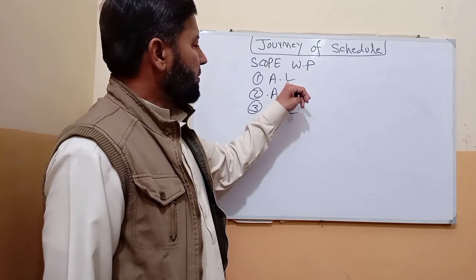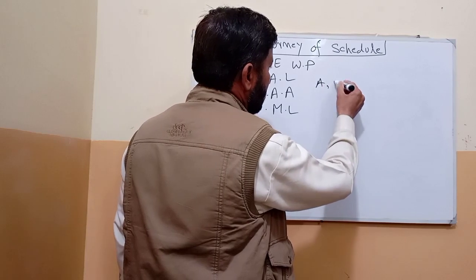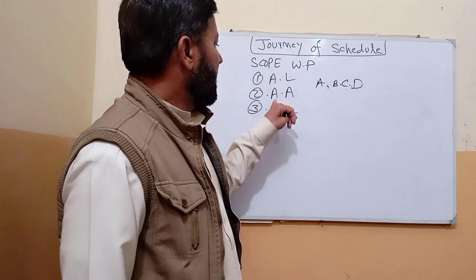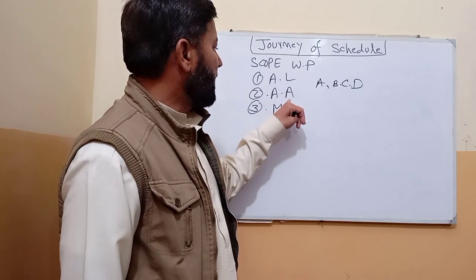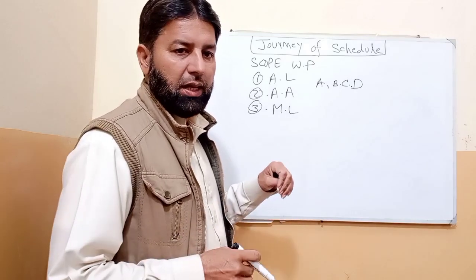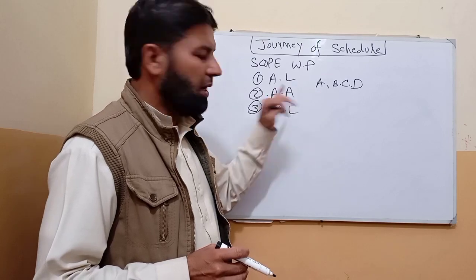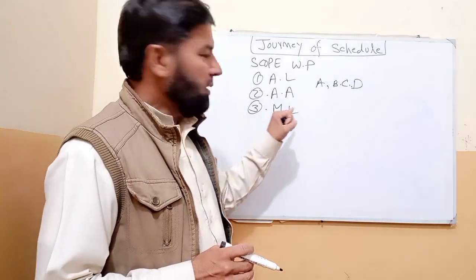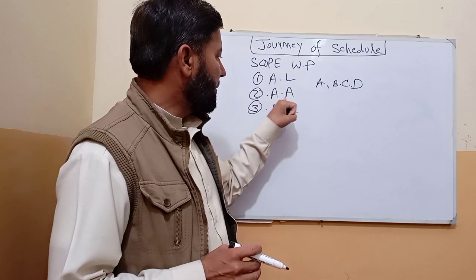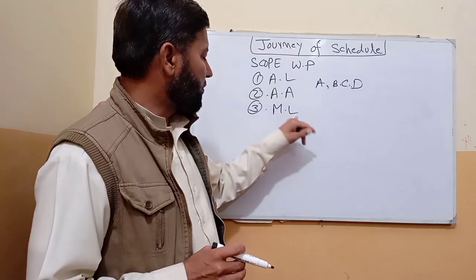The activity list is a list of all activities: activity A, activity B, activity C, activity D, like this. And the activity attributes will tell us the relationship between the activities, the duration of the activities, and the dependencies of the activities. All the detail regarding the list of activities we will get from activity attributes. And then we come to the milestone list.